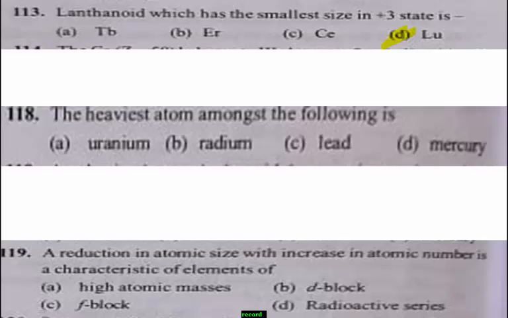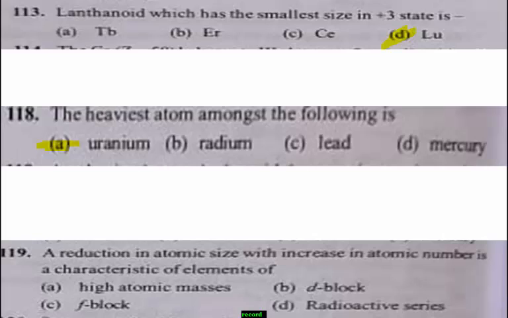Students, among the given options, uranium's atomic number is 92, lead's atomic number is 82, and mercury, I think you know well, is 80, and radium's atomic number is 88. Which one has the higher atomic number here? Uranium. Therefore, uranium is the heaviest element. So the right answer for this question is uranium.